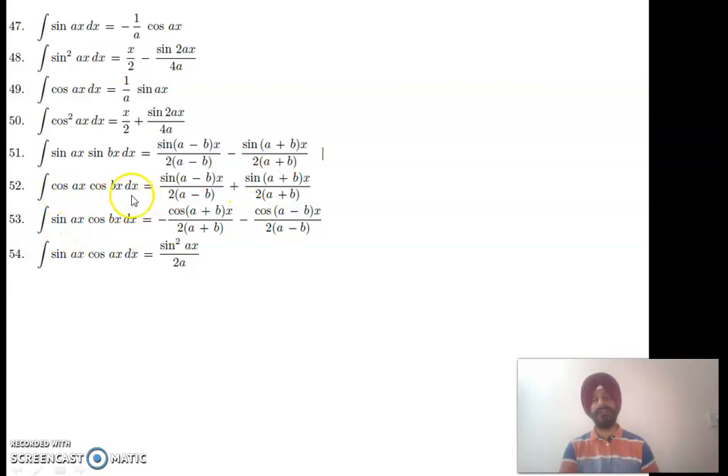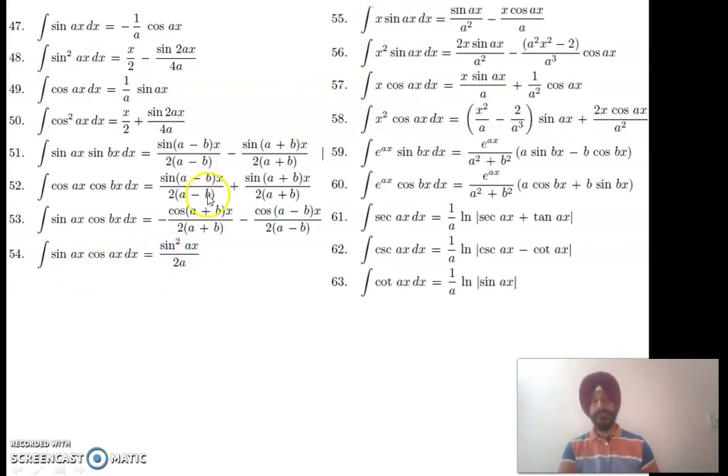Similarly, cos ax cos bx, sin ax cos bx, sin ax into cos ax. Sin ax into cos ax, multiply and divide by 2. So we get 2 sin ax cos ax, that is sin 2ax, and here it is found by substitution. So this result has 2 answers.